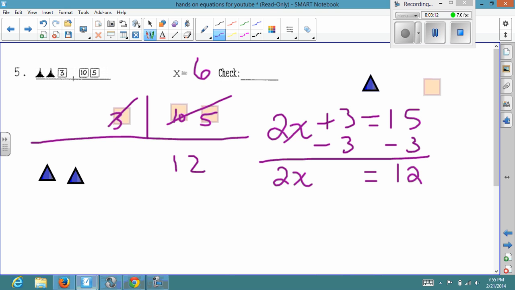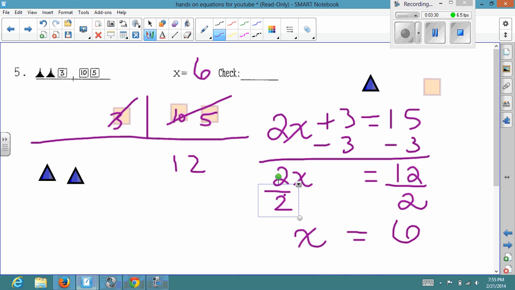Everything's lined up nicely. And now I remember that I don't want 2 x's. Well, 2 divided by 2, that's 1. And if I divide the left side by 2, I need to divide the right side by 2. And so I'm left with x equaling 6.